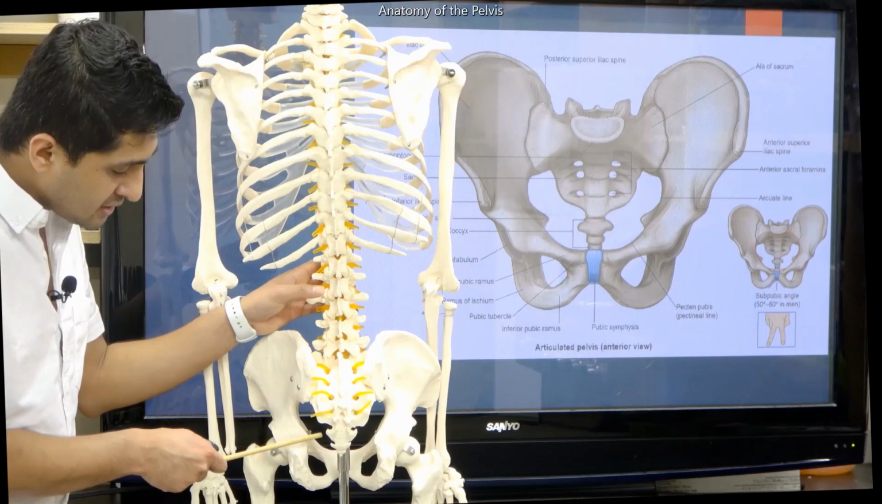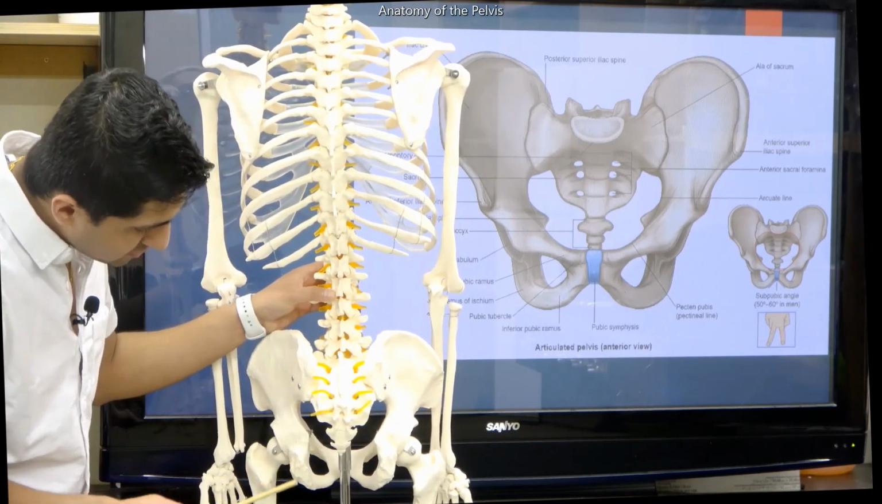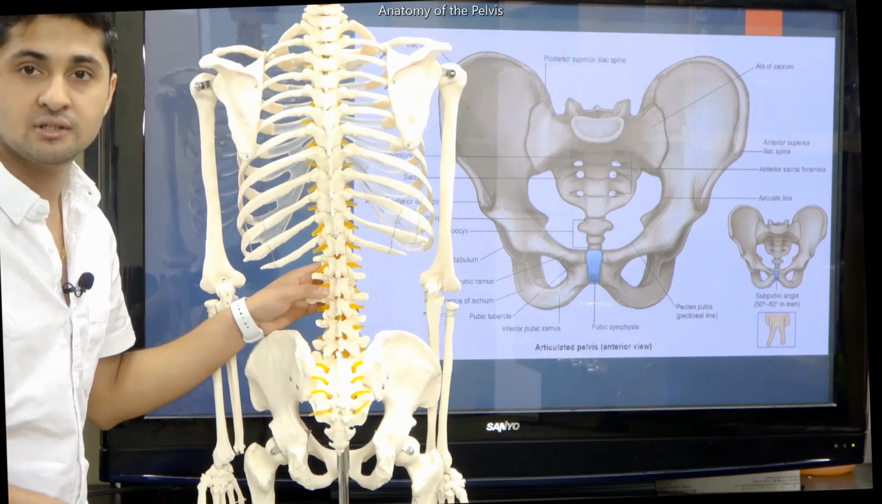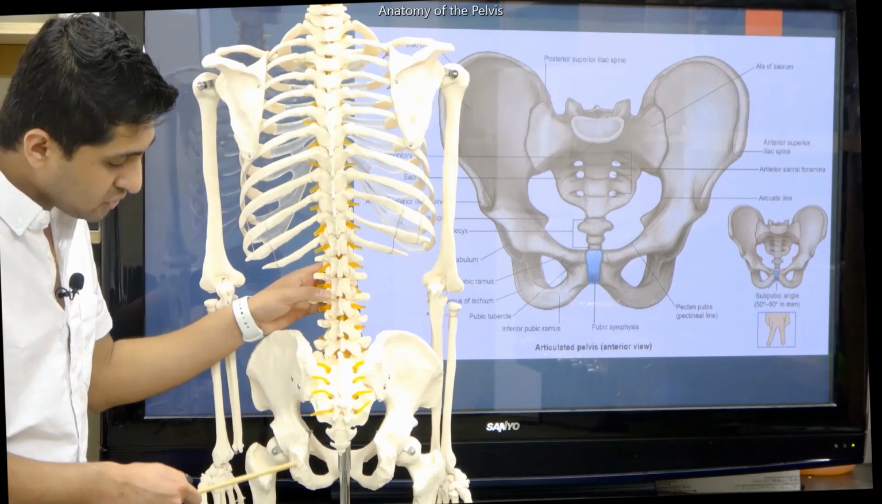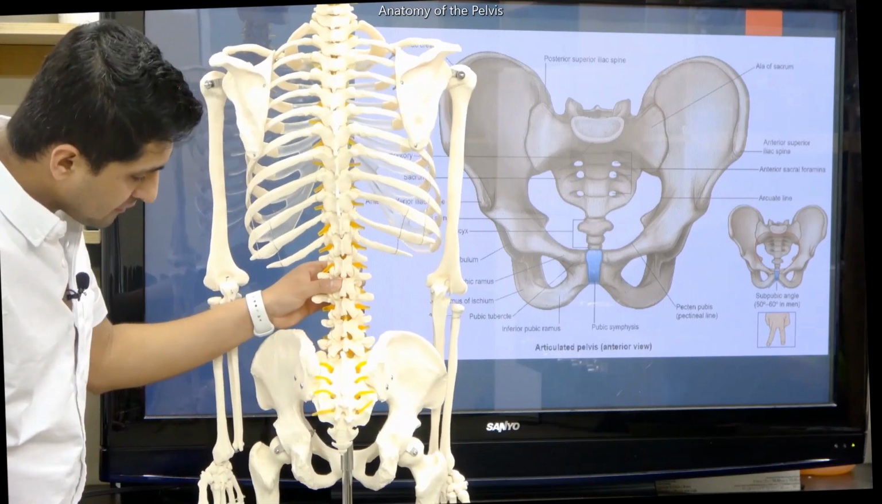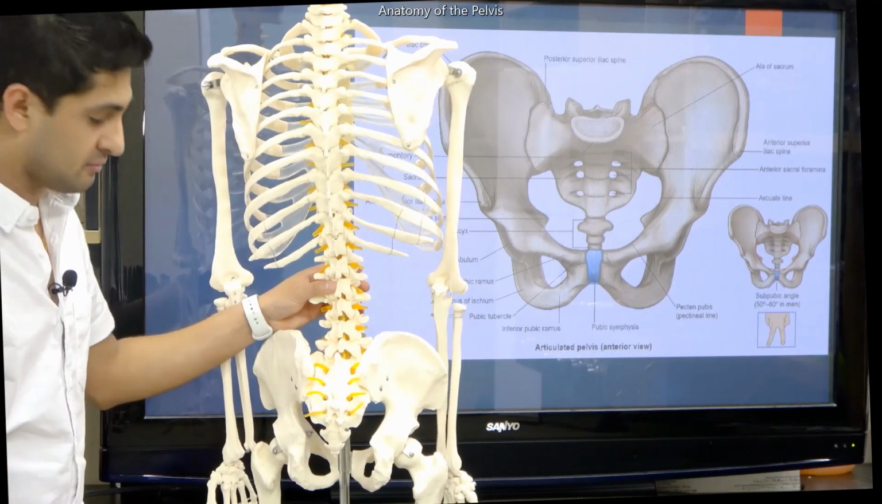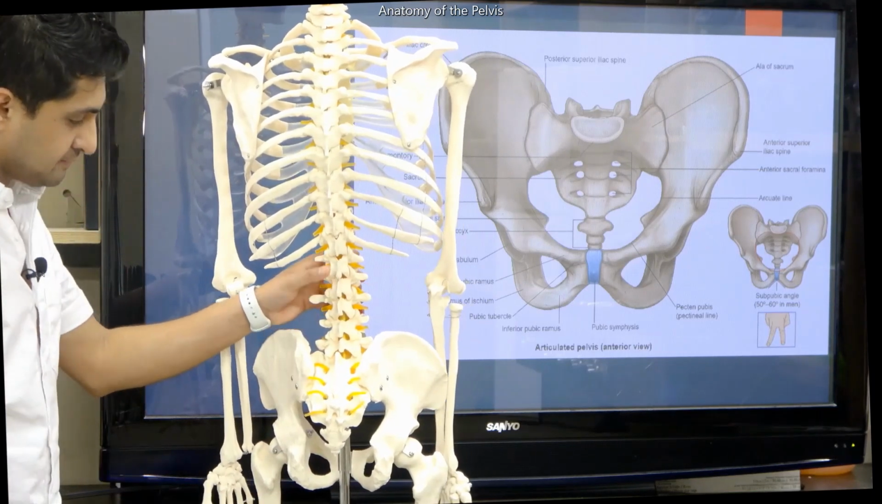Because the ligaments are connected here. And then you see this one right here? This is called your ischial tuberosity, because certain ligaments and tendons get attached here. Ischial spine there. And you see this big hole right here? This is called obturator foramen. There are two of them.